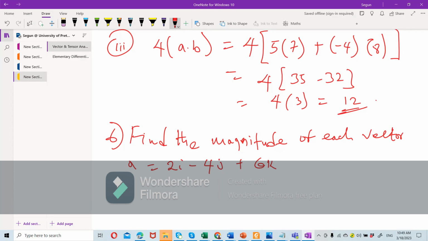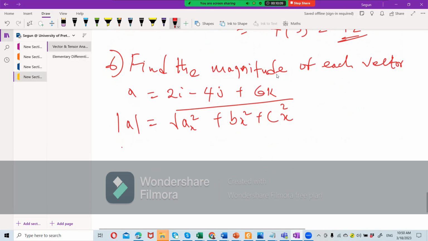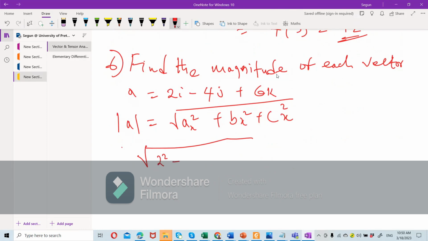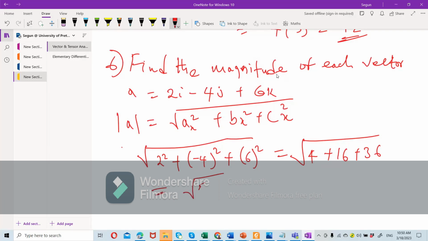What does it mean? Remember, the magnitude of A equals the square root of a squared plus b squared plus c squared. So in this case, we substitute: 2 raised to power 2 plus -4 squared plus 6 squared. So what we have here is 4 plus 16 plus 36, which is the square root of 56.